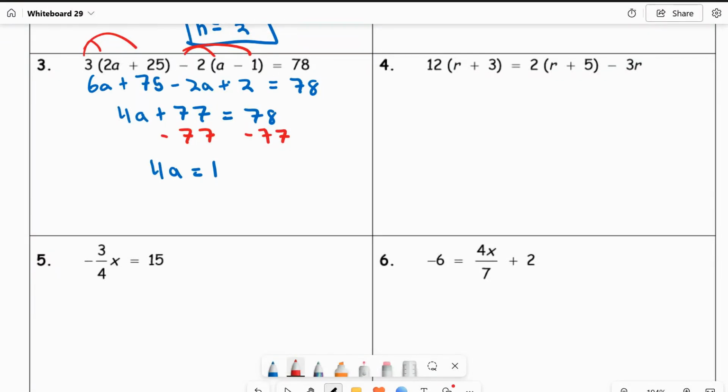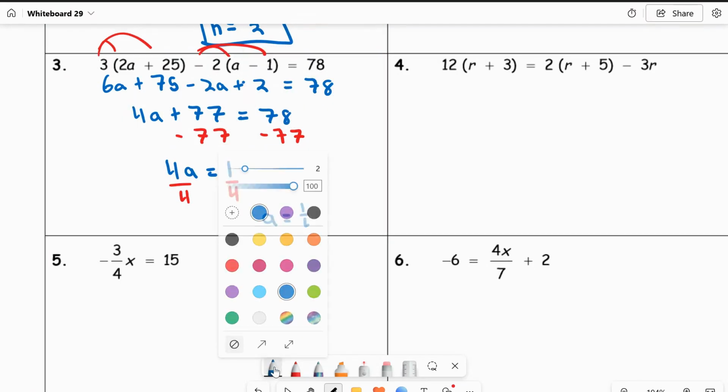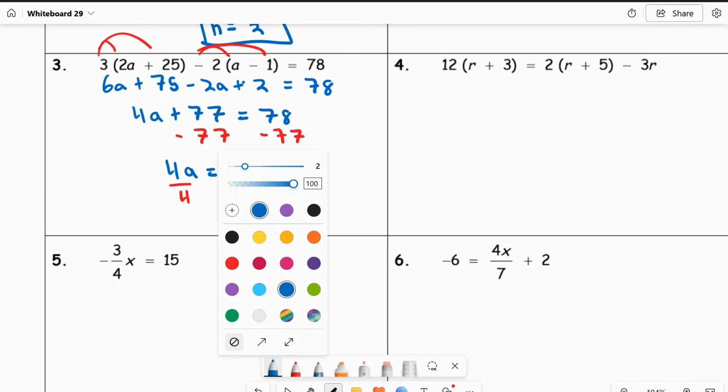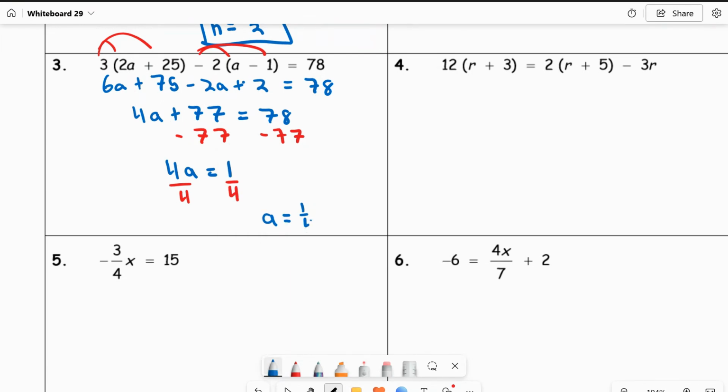Now to solve for a, let's divide by our coefficient. So let's divide both sides by 4. And that will give me a equals 1/4. Once again, if you were ever concerned about your answer and thought that it might be incorrect, feel free to substitute your answer back into your original equation.